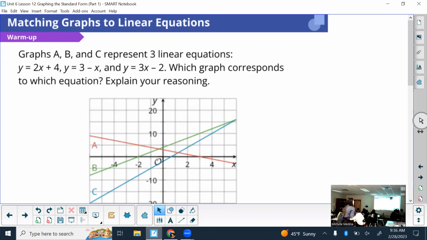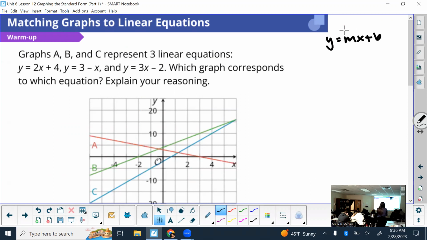All right, so here's the warm-up. And this, I said, should be easy because it's linear equations. What format are linear equations in? Okay, good. If you didn't know that, write that down. So if it's linear, it's in that format. Are these equations written in that format? Yes. Even this one, the 3 minus x. It's still in slope-intercept form, even if you change the order, like you write the x term second. But as long as that y is alone, then it's in slope-intercept form.